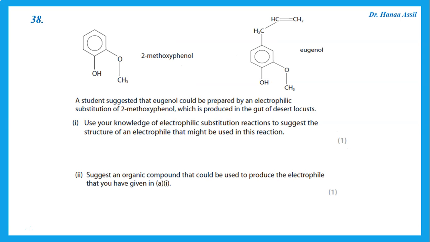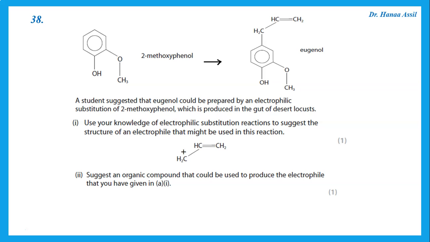A student suggested that eugenol, can you see the structure of eugenol, could be prepared by electrophilic substitution of 2-methoxyphenol. Can you see 2-methoxyphenol? Use your knowledge of electrophilic substitution to suggest the electrophile that was used. So what did we add on the benzene ring to change 2-methoxyphenol to eugenol? We added that part on top. So our electrophile will be that part with a positive charge on the carbon.